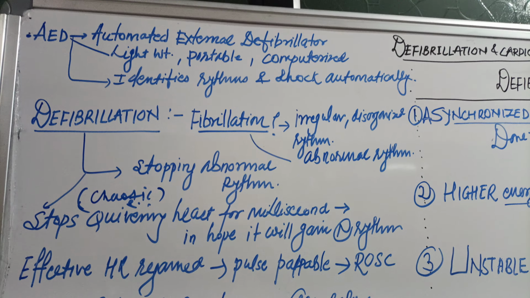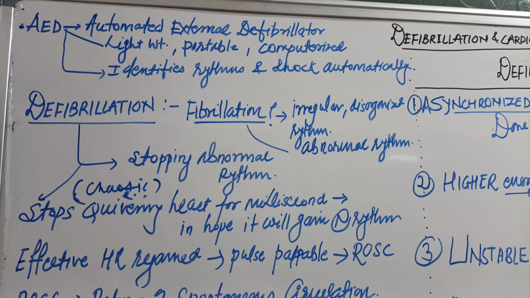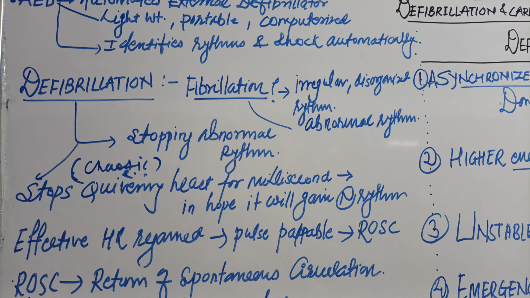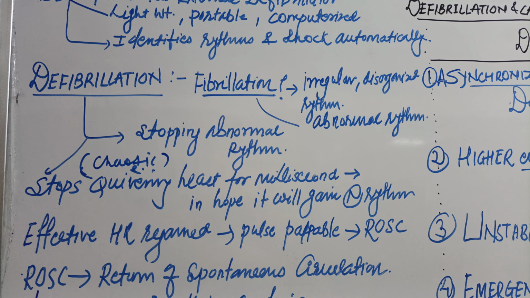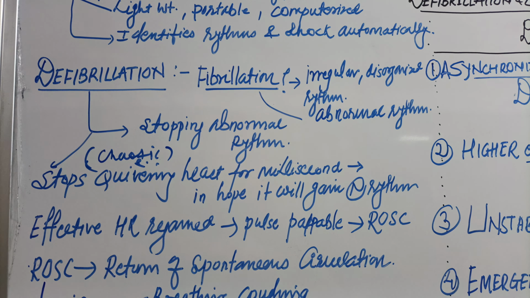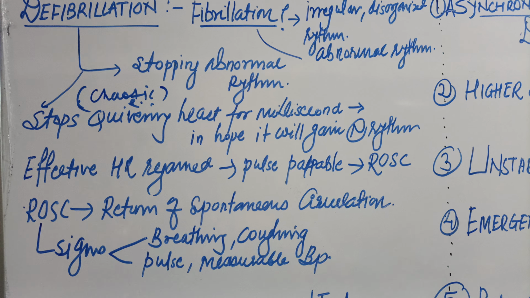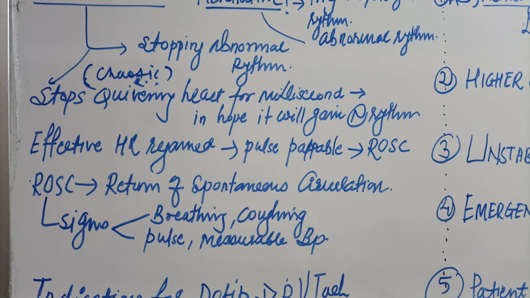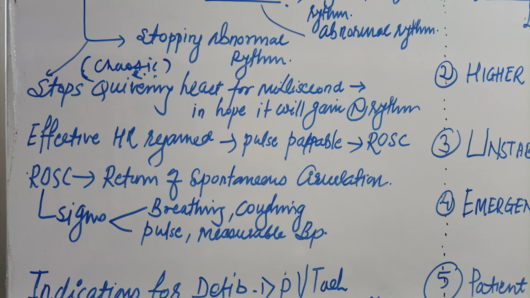So, what is defibrillation? Before that, we must know what fibrillation is. Fibrillation is an irregular, disorganized rhythm, an abnormal rhythm. Stopping this abnormal rhythm is called defibrillation. Defibrillation stops a quivering heart or a chaotic rhythm of the heart for a millisecond in the hope that it will regain its normal rhythm. Okay, so an effective heart rate is regained and the pulse is palpable.